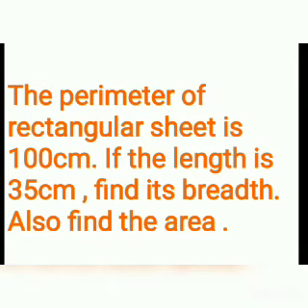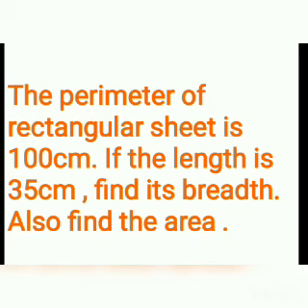Next question. The perimeter of a rectangular sheet is 100 centimeter. If the length is 35 centimeter, find its breadth. So what is given? Perimeter is given, length is given. We have to find breadth. In the earlier case, area was given, length was given, and we had to find breadth. Here, instead of area, they have given you perimeter and you have to find the breadth.